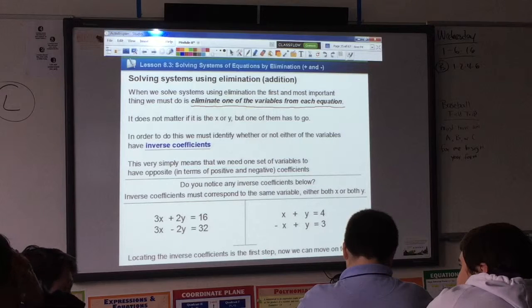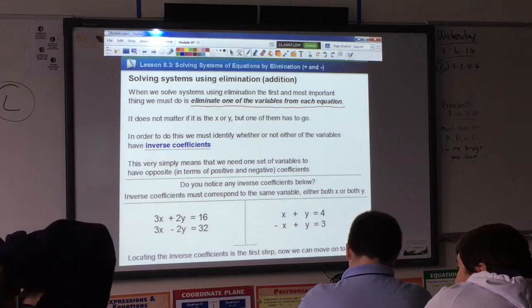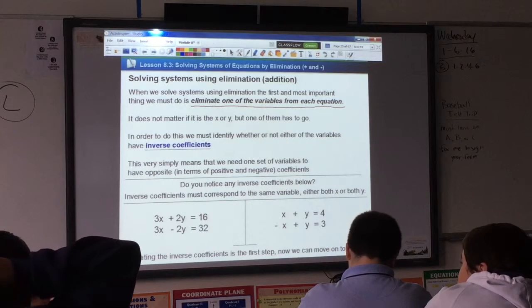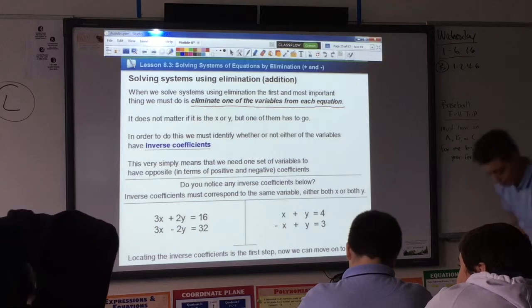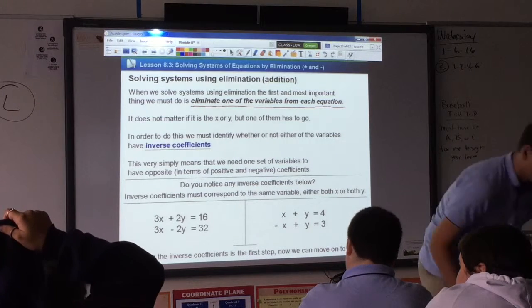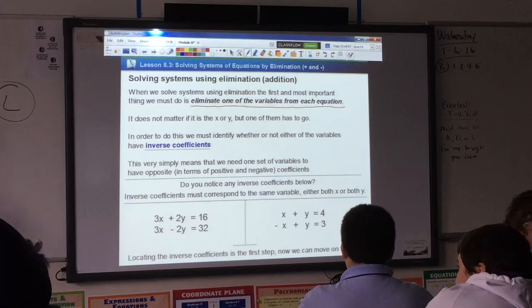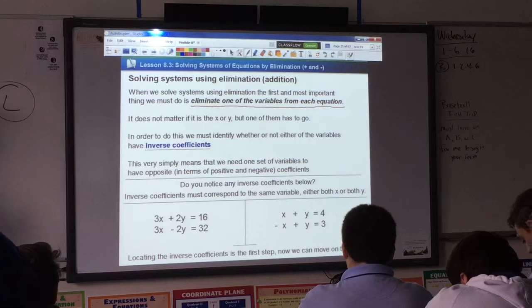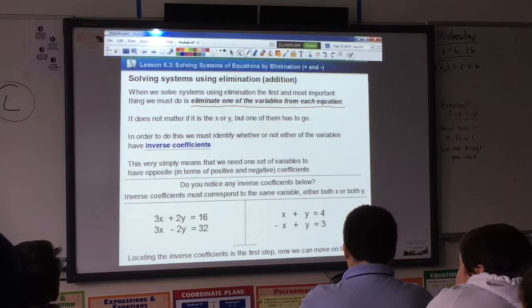Why do you think I care about inverse coefficients? What happens when I have inverse coefficients? What's 8 minus 8? These would cancel out. Once I can cancel one of them out, I can strictly go in and solve for the other variable. Once I know what one of them is, I can then go back and solve for the other variable.